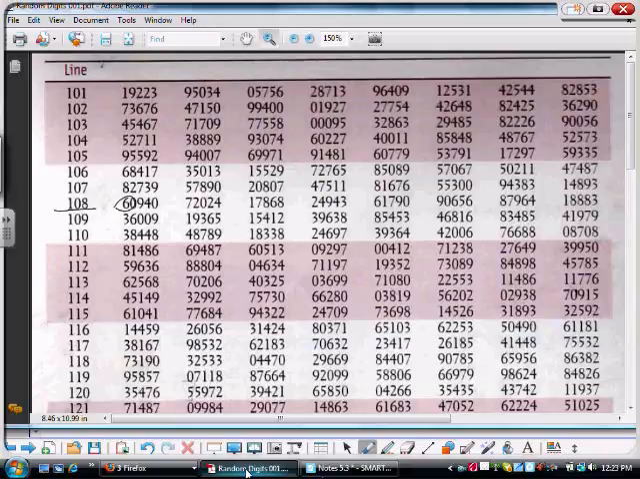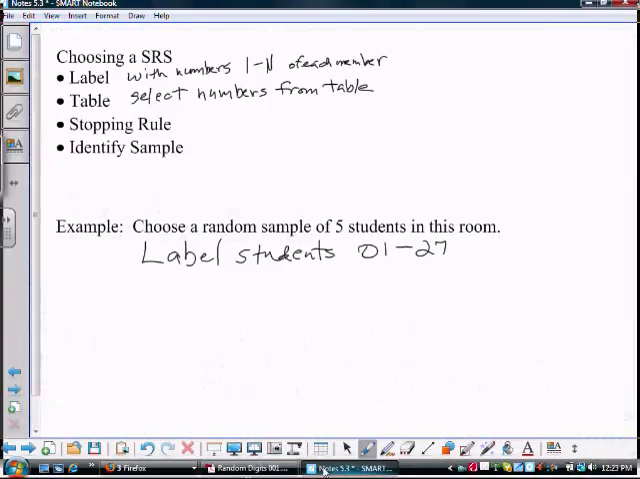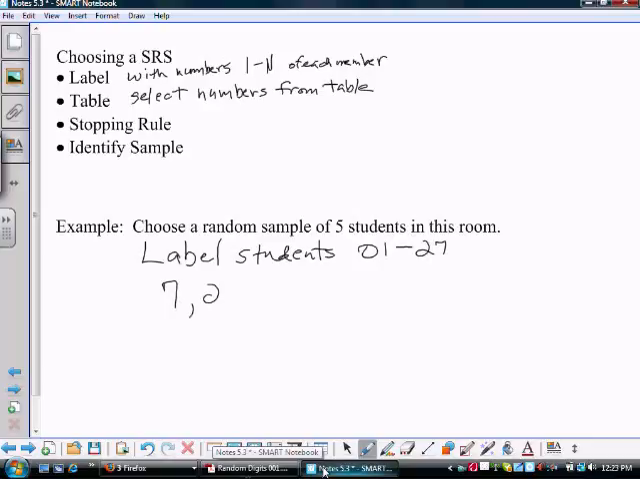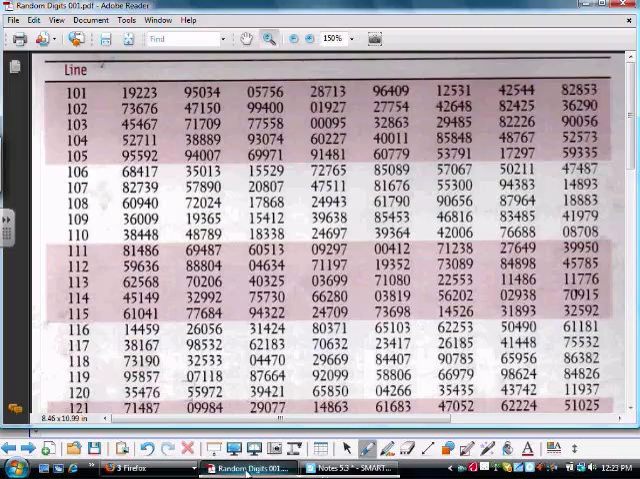Person number 60, oh, they're not in the class. Person number 94, they're not in the class. Person number 7, person number 20, person 24, person 17. So 7, 20, 24, 17. Let me write that down. What's my stopping rule? 5. I need one more.